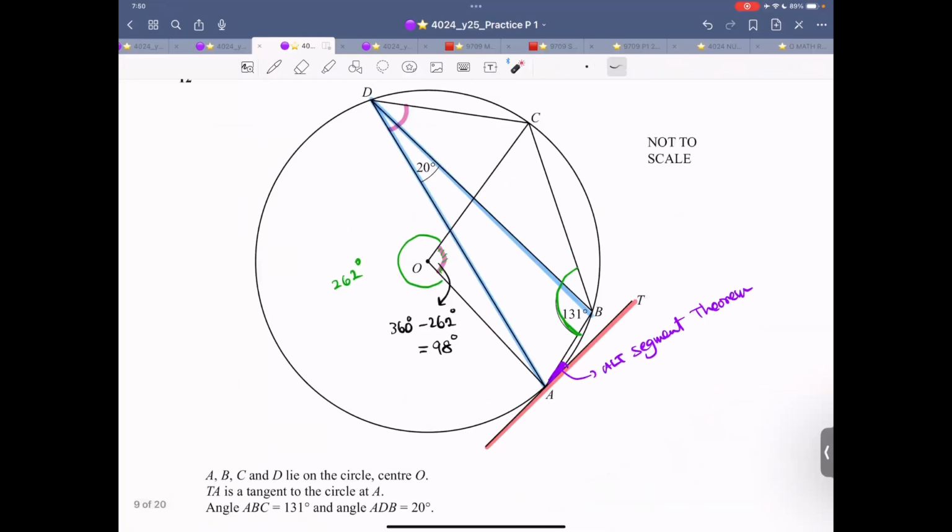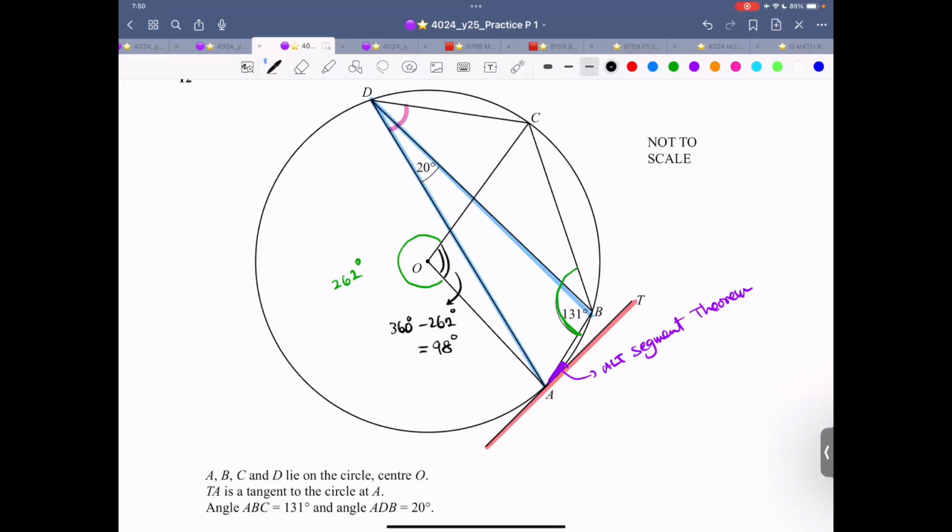This chord is making this angle in the minor segment. So the angle at the center, the reflex, will be double of that. Double of that is this thing. And this is 360 minus this angle. All good, all clear? So therefore, this thing is this one over here.